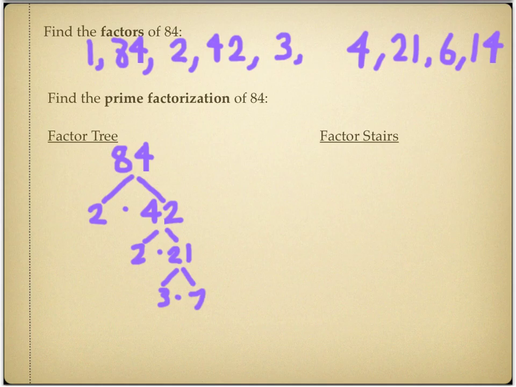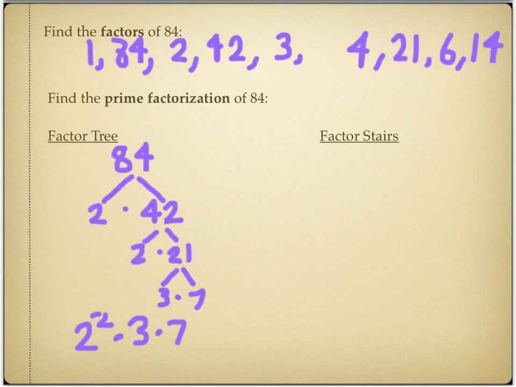So if I look at what's left at the bottom of these factors, then that shows me what the prime factorization is. So I can actually write 84 as 2 squared times 3 times 7. So you might have been accustomed to doing that to find prime factorization before.